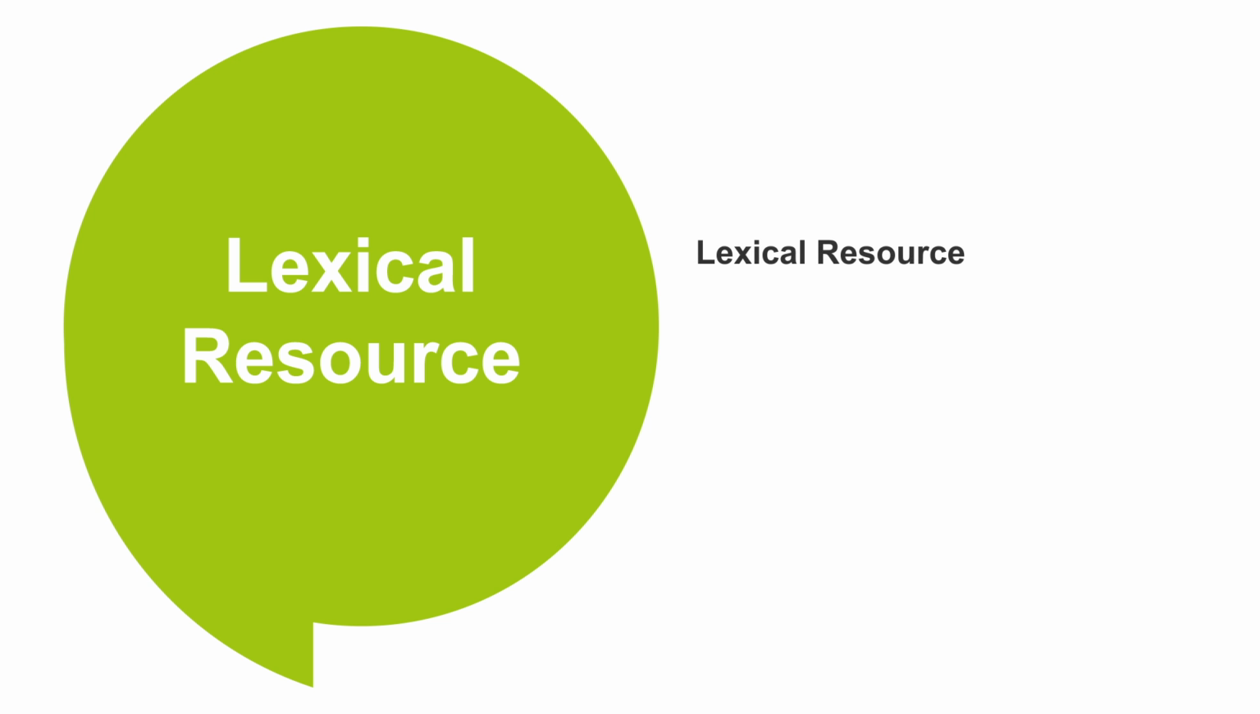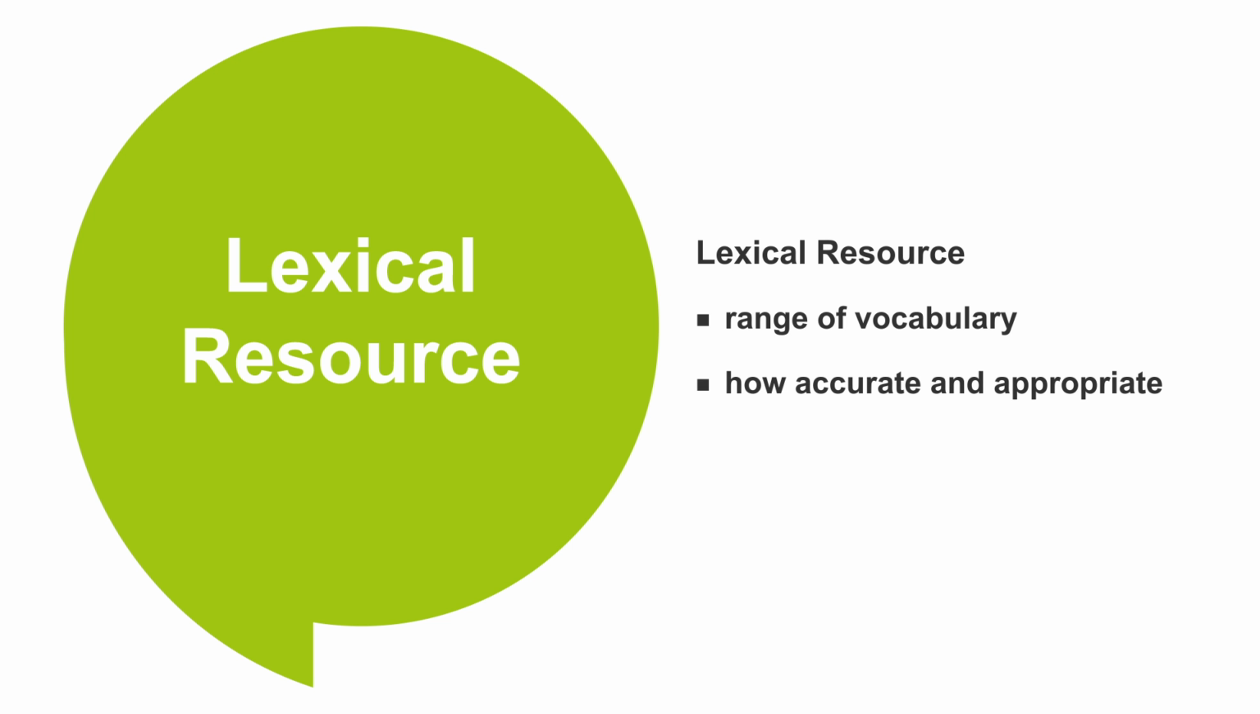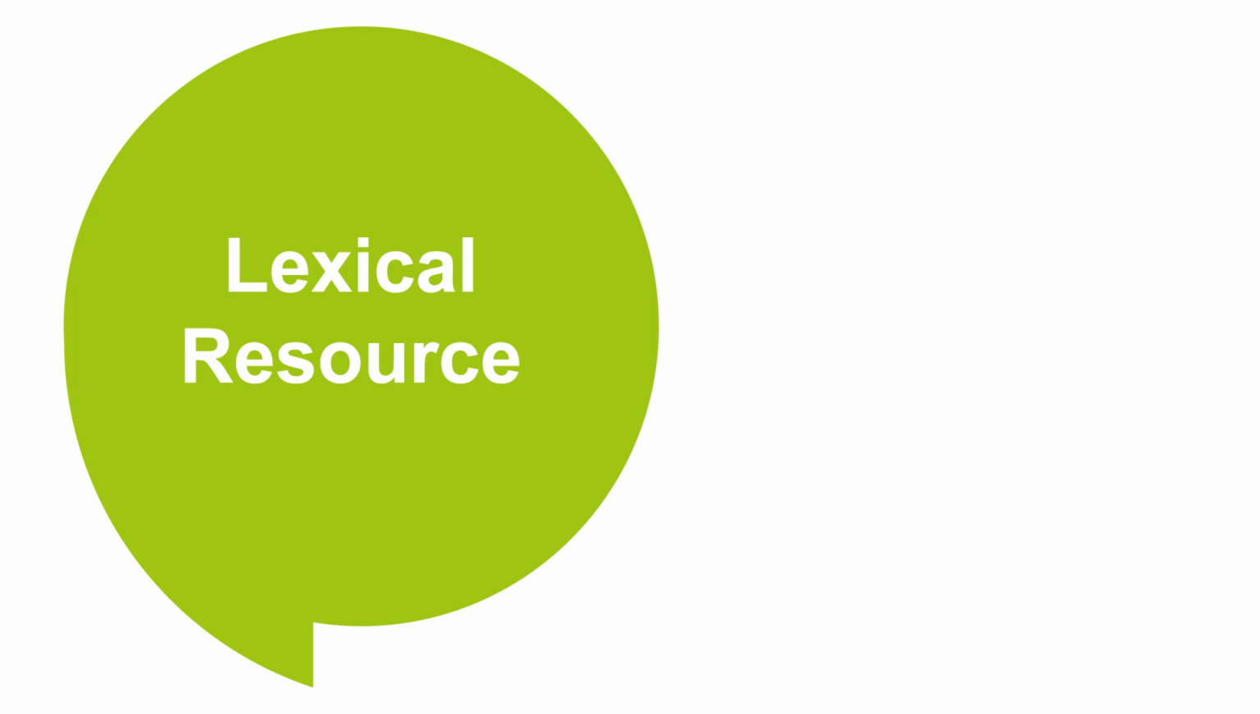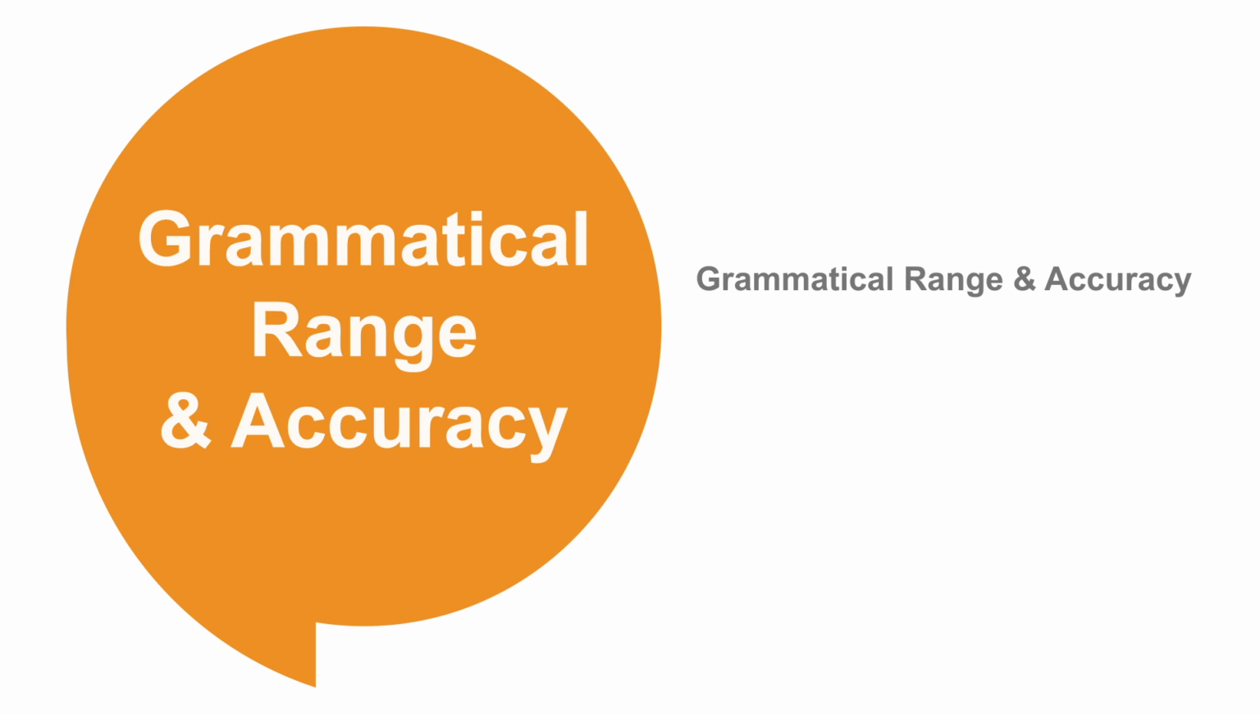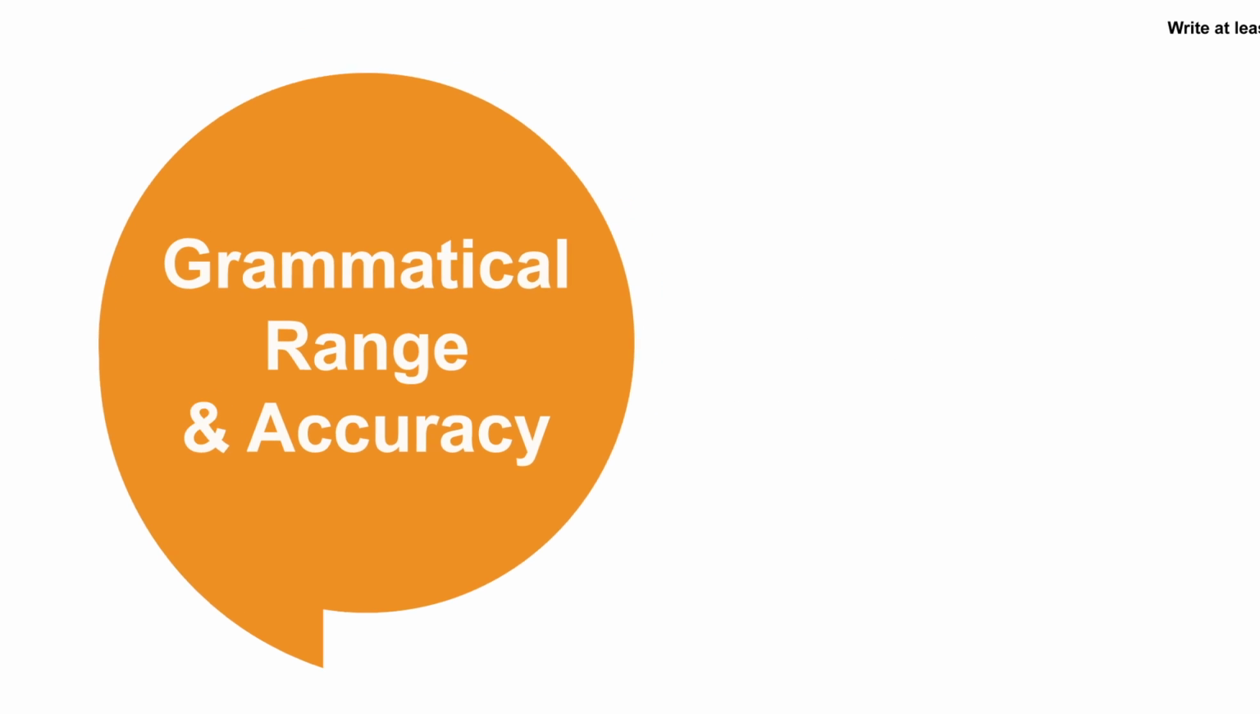Next is Lexical Resource. This refers to the range of vocabulary you have used in your writing and how accurate and appropriate it is for the specific task. Finally, grammatical range and accuracy. This focuses on the range of grammar structures you have used in your writing and how accurate your grammar is.